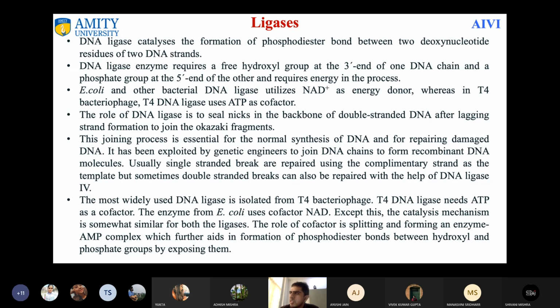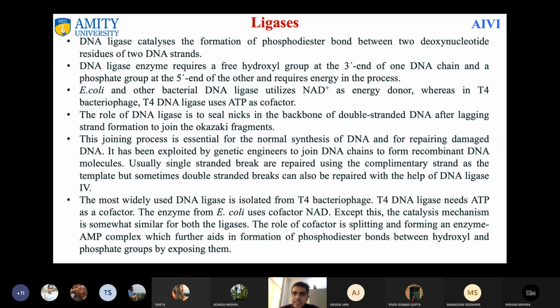First requirement is, as in case of restriction nuclease, some of the requirements are going to be the same, or not the same, it's similar. There also you need the divalent ions. So here also you need the divalent ion. And there you need the cofactors. So here also you need the cofactor. There you are talking about the SAM, but here we don't need the SAM. Here we need the NAD, nicotinamide adenine dinucleotide. So it utilizes NAD as an energy donor, whereas the T4 bacteriophage DNA ligase requires ATP as a cofactor. So these are the requirements of it.